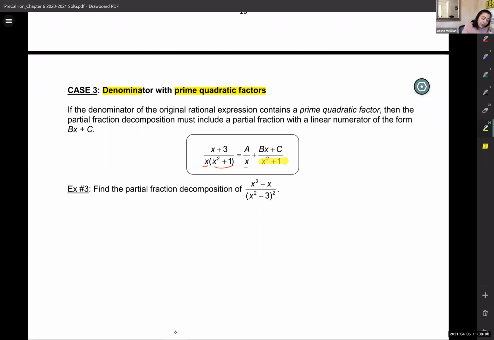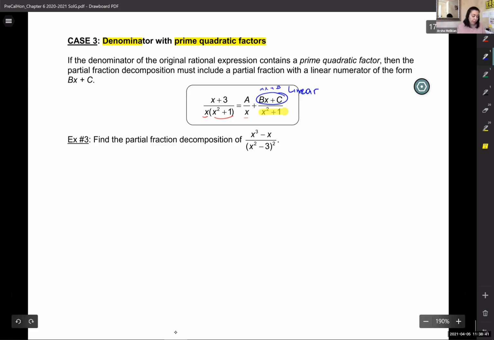This means the numerator has to look different. Technically, the numerator is always going to have one less degree than the denominator. So when our denominators were linear, x to the power of 1, the numerator was constant. Now, if this is a quadratic, the numerator has to be a linear factor, like mx plus b. You see how this looks like mx plus b? So it has to have that form. Okay, let's do this one, guys.